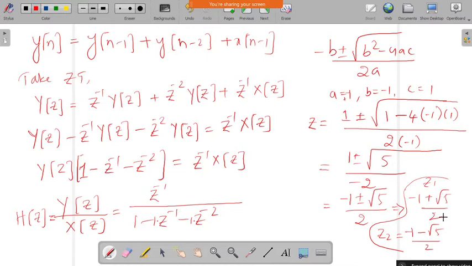What are the values? Can anybody solve z1 and z2? What are the values of z1 and z2?